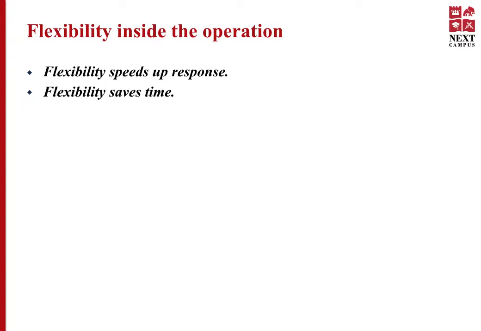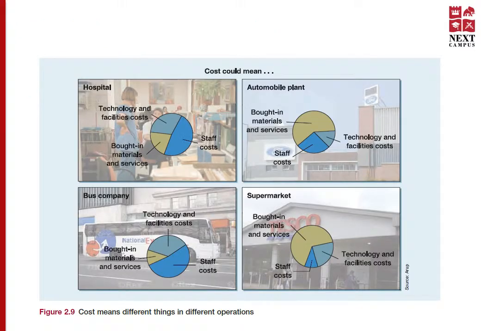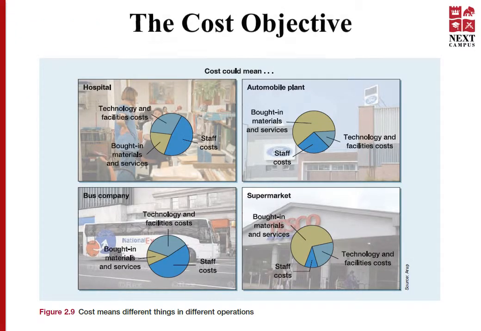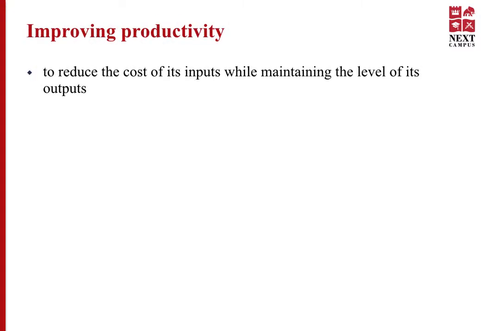So what is meant by flexibility inside the operation? Flexibility inside the operation speeds up response, it saves time, it maintains dependability. Cost. The cost objective and the comparison of this objective in different organizations and operations. Improving productivity.